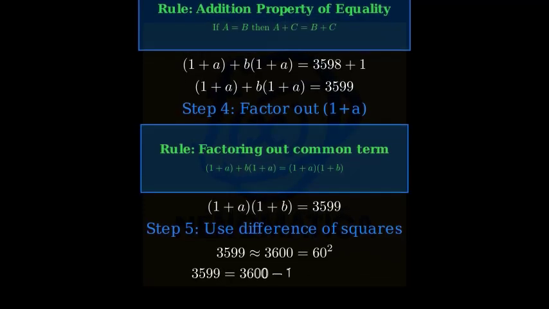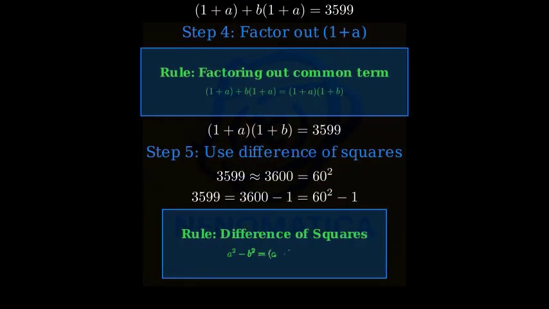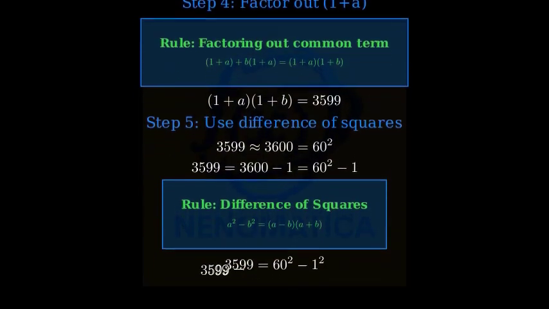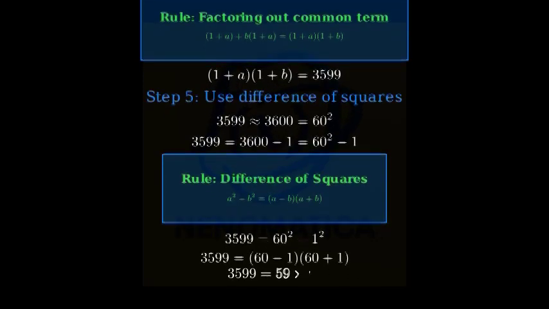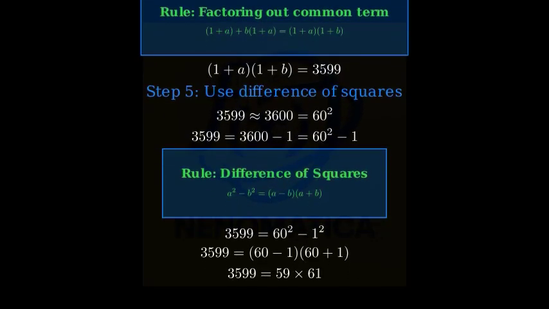So we can rewrite 3,599 as 3,600 minus 1. Using the difference of squares formula, we get 3,599 equals 60 squared minus 1 squared, which equals the quantity 60 minus 1 times the quantity 60 plus 1, or 59 times 61.